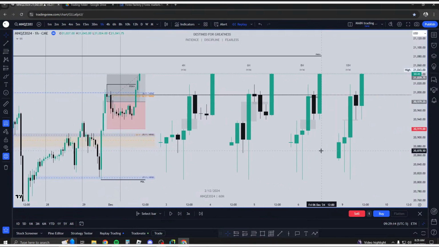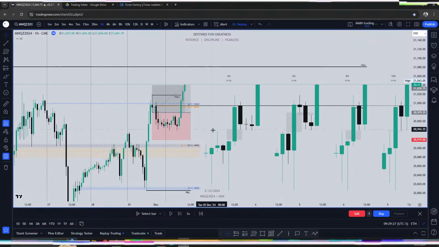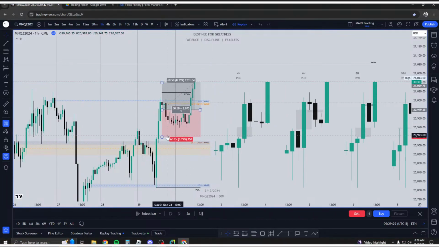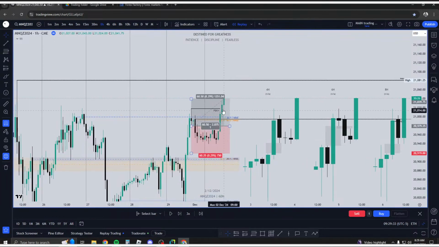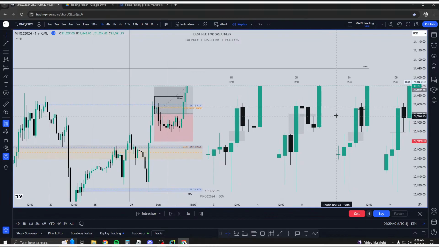And notice how there is displacement. There is a 6 hour fair value gap, an 8 hour fair value gap, even this small tiny 10 hour fair value gap, and a 4 hour fair value gap. So there's displacement on the lower time frames to suggest and support the idea for higher prices, right? So this is previous day high, this is previous week's high. I take my entry at this 6 hour fair value gap, and I'm targeting previous day high.